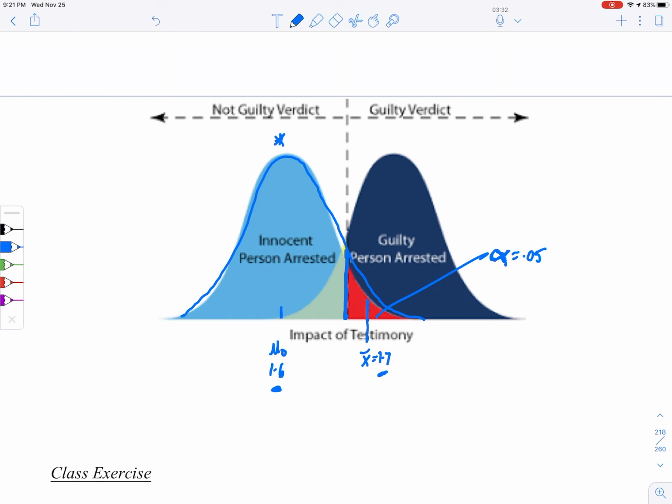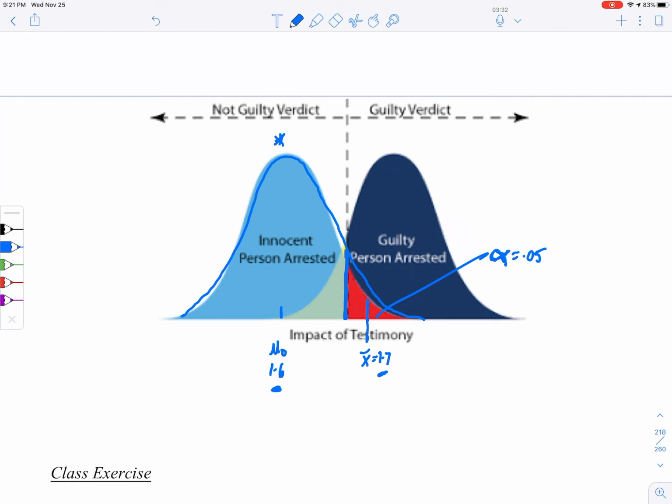If it's in this upper 5%, then it's in the rejection zone, and we say that there's probably enough evidence here that they're not meeting the standard of 1.6, or in the case of innocence and guilt of a defendant, we would say there's enough evidence to say that the person is guilty. And so we conclude that the person is guilty if it falls in this red area, which is the rejection zone. It's more likely that the person is guilty.